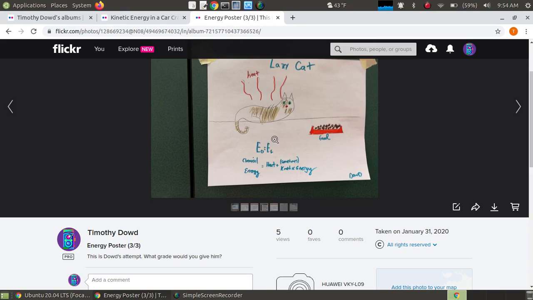So in the case of my cat here, she takes in chemical energy through her food, and that energy is transformed into heat and occasionally kinetic energy when she decides to move. So all of you guys did some sort of poster like that, and we really emphasized the idea that energy doesn't go anywhere. It just gets switched from one form to another.